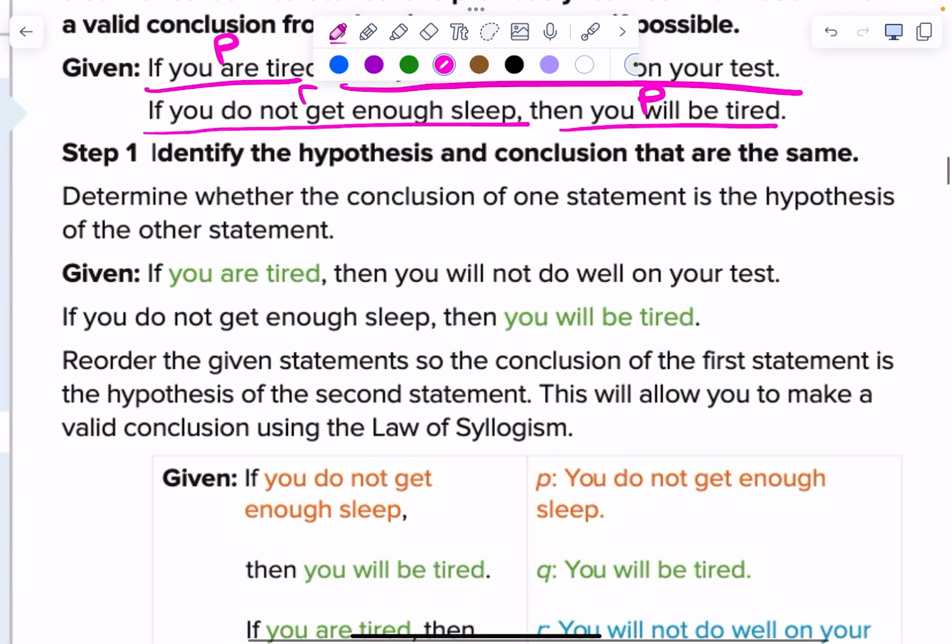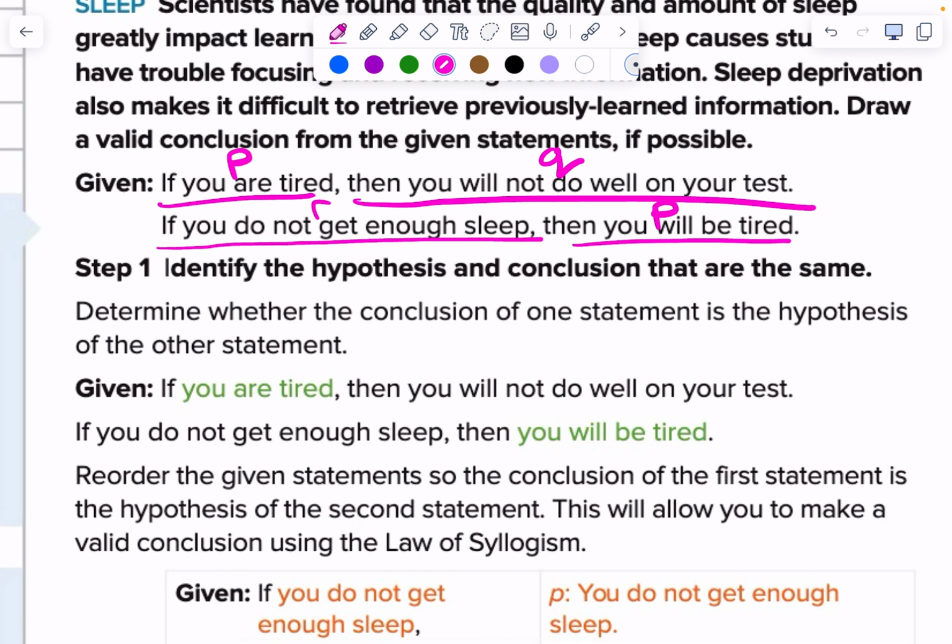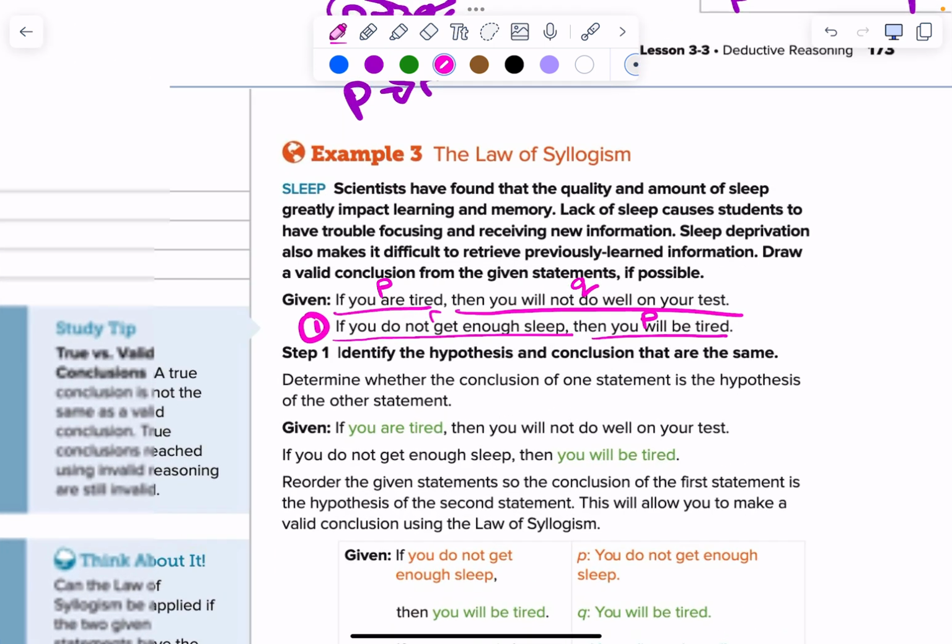Reorder the given statements so the conclusion of the first statement is the hypothesis. If you are tired, then you will not do well on your test. No, if you do not get enough sleep, you will be tired. So then, if you do not get enough sleep, you will not do well. So let's order this statement first.